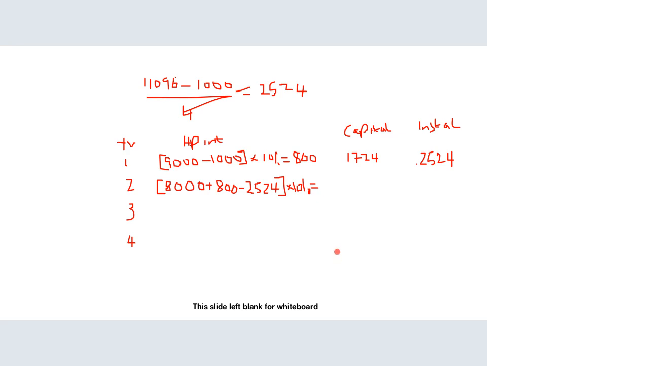627.6, so that will be 628. So if we round off, that will be 628. And remember, again, we know that the installment will be equal. So again, the installment here will be 2524.